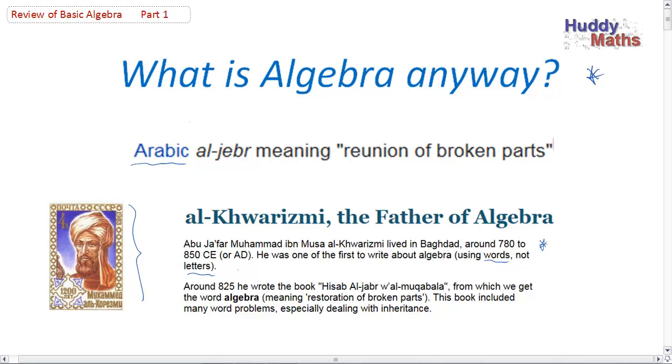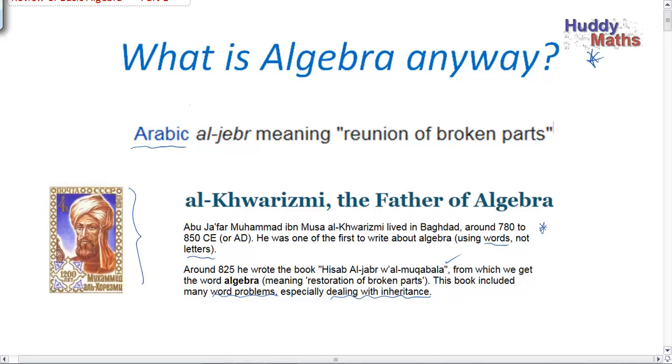Not sure. Around 825, he wrote the book. Here we are. I'm not going to try and pronounce that. From which we get the word algebra, restoration of broken parts. This book included many word problems, especially dealing with inheritance. Well, it's gone on from there, of course, and we use it in completely different ways now, I guess. And let's have a look at how we can put our broken parts together, if you like.